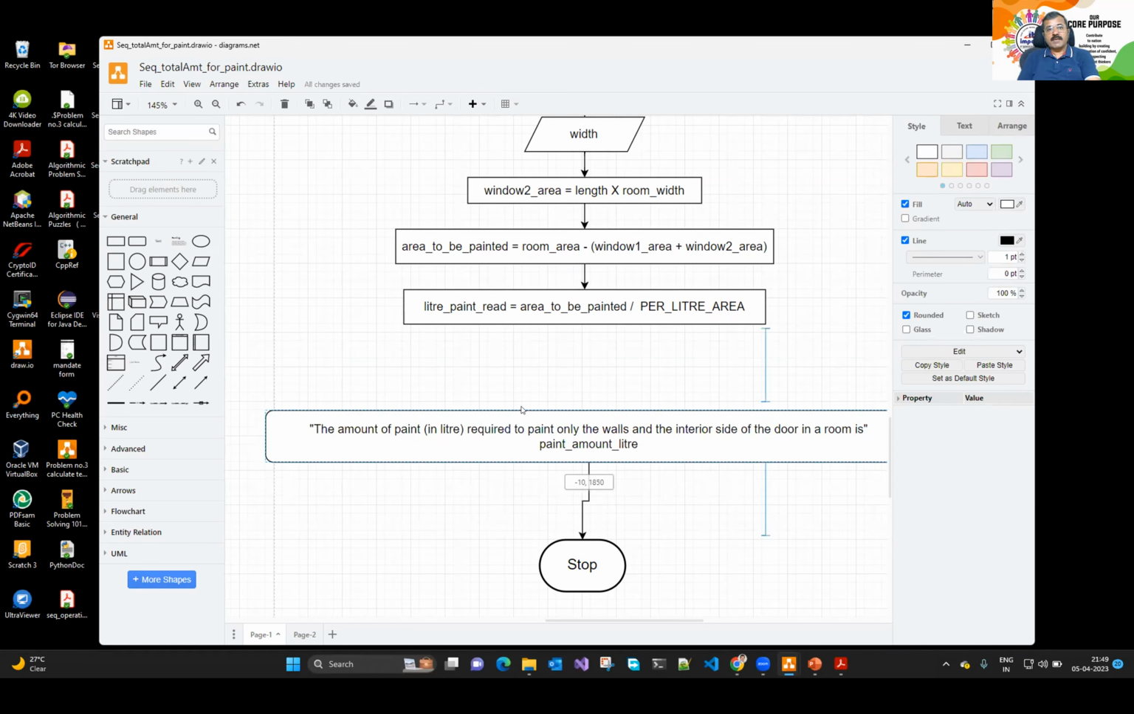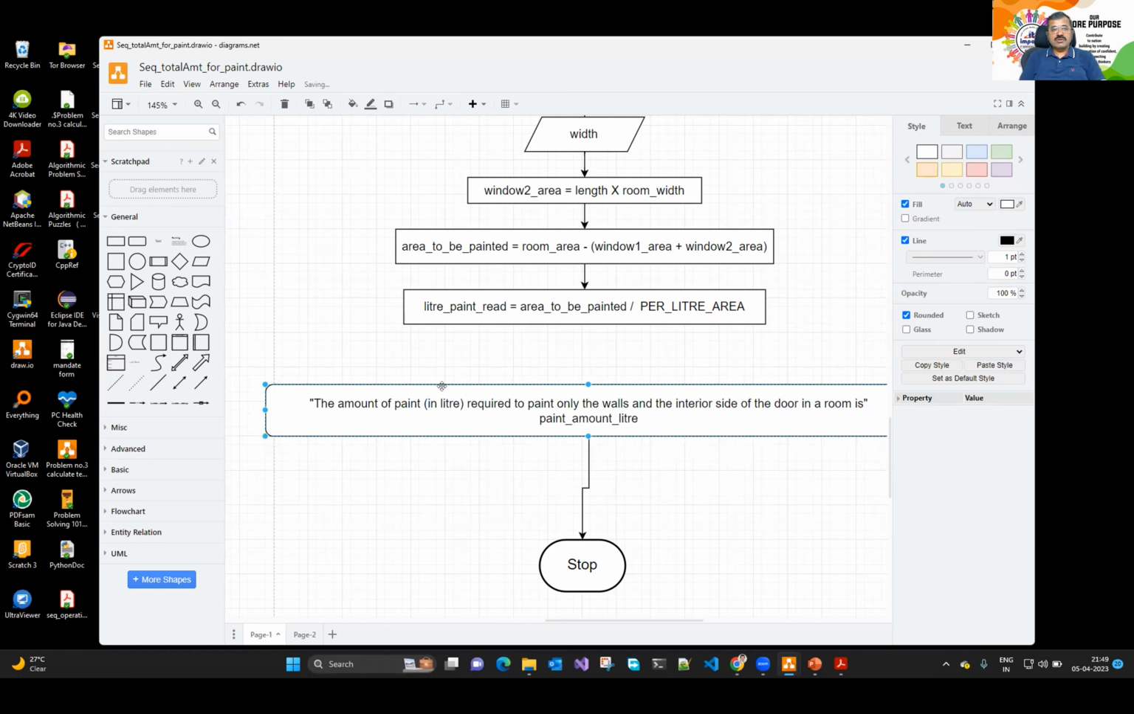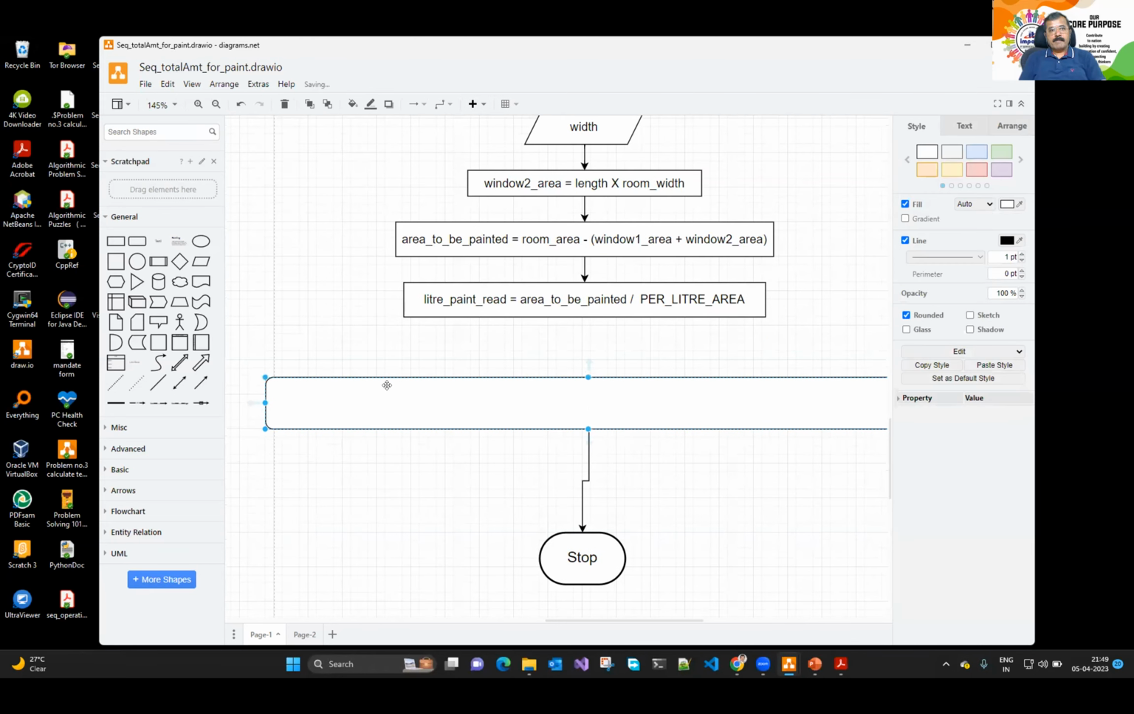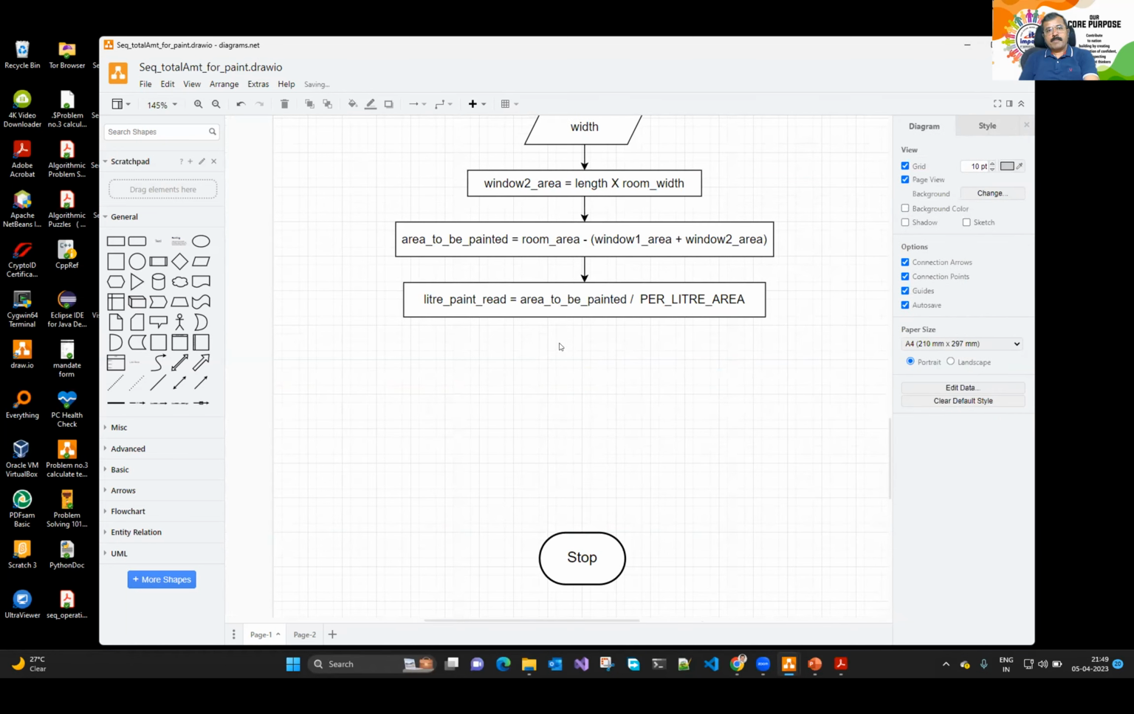I was telling you ki aapka display galat hai. Are we going to use this symbol for displaying? So for display, we had another symbol.